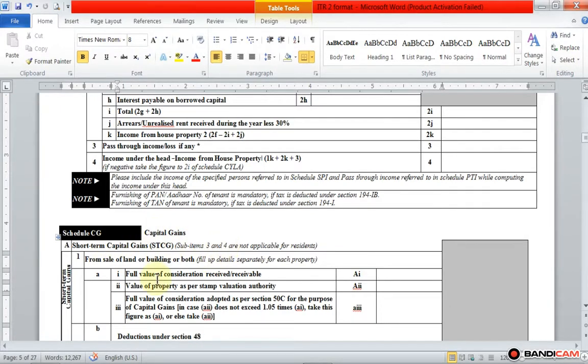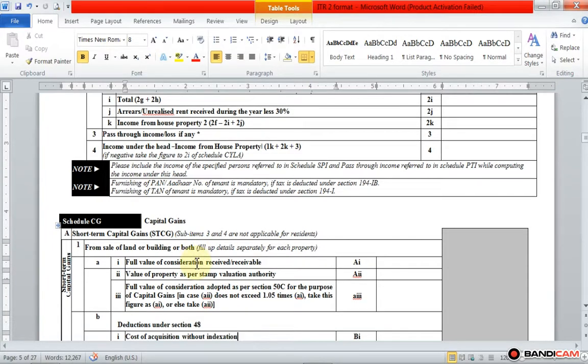It includes sale of land or building or both. If the assessee earns an income from short term capital gain from sale of land or building, or both, it includes full value of consideration received or receivable. It means the value of land and building sold, the cost at which the assessee sold the property.